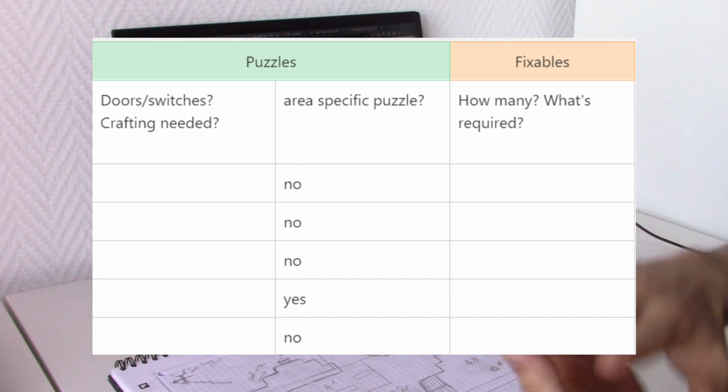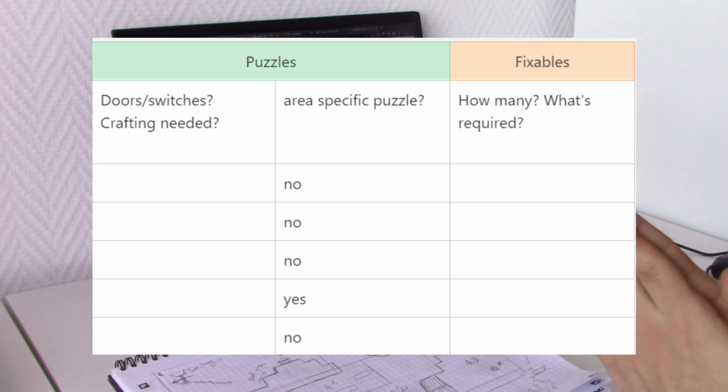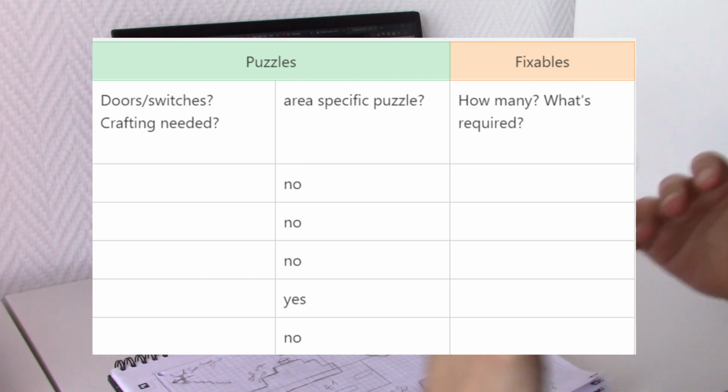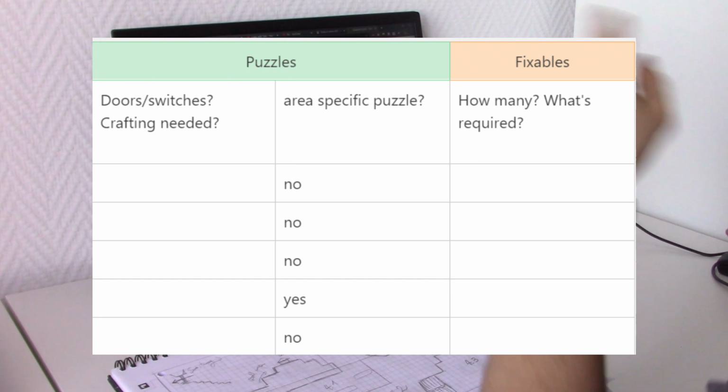This will give me a clear idea of how many door switch puzzles there are and how many need crafting and all of that. On top of that, each area is going to have an area specific puzzle, and I need to know in every single area where this area specific puzzle is. So that's what this column is for.